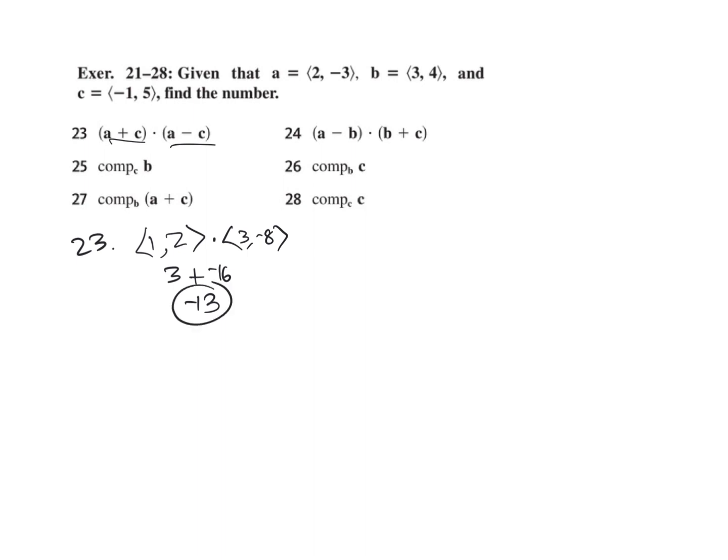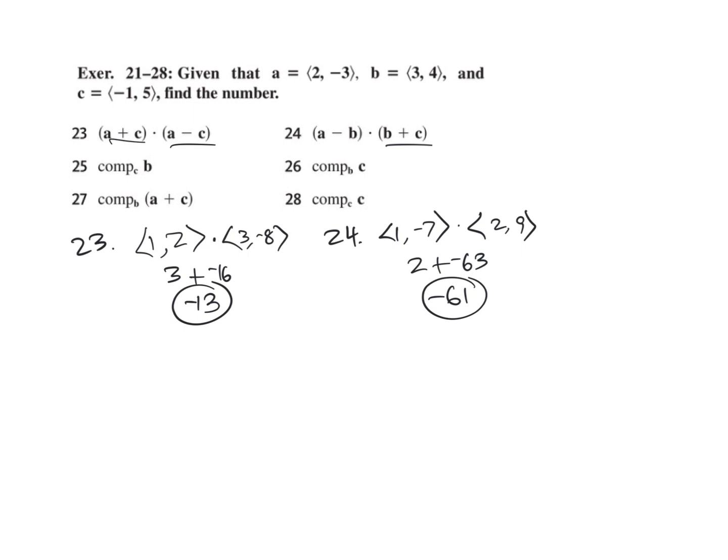Okay, now we're going to take 24, do the same thing. A minus b. 2 minus 3 is 1, and negative 3 minus 4 is negative 7. And that's the dot product with b plus c. So b plus c is 3 plus negative 1 is 2. 4 plus 5 is 9. Now the dot product there is 2 plus negative 63, or negative 61.